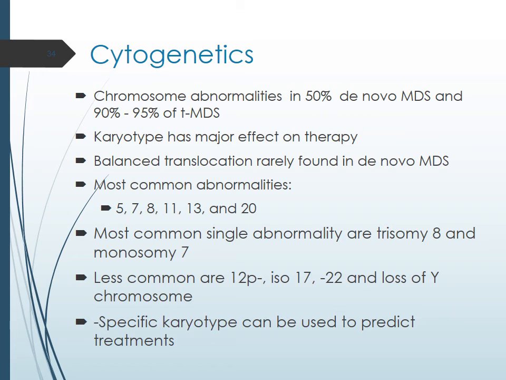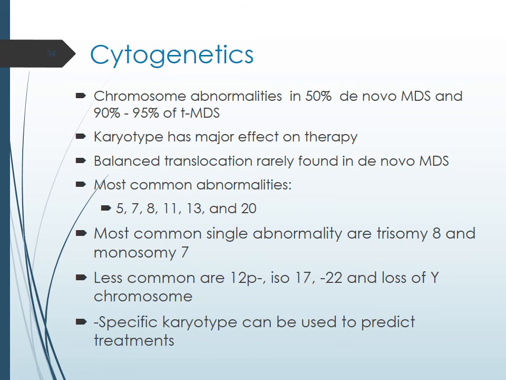Then you have trisomy 8, which occurs in about 10% of the MDS patients. In this trisomy 8, it's not associated with prior treatment with radiation or alkylating agents. Then you have the other 2 mentioned, 11 and 8, 11 and 13 abnormalities of the gene. Then finally you have deletion of long arm chromosome 20 in about 5% of the cases.